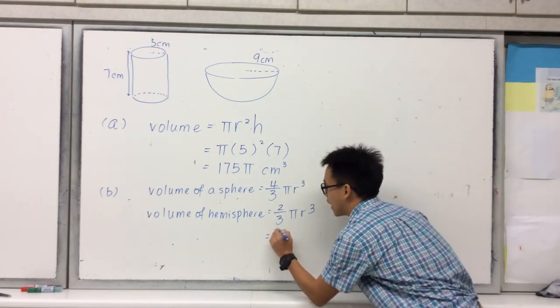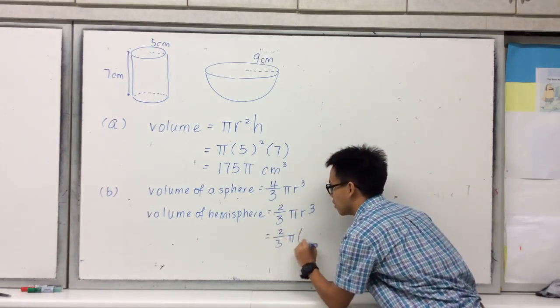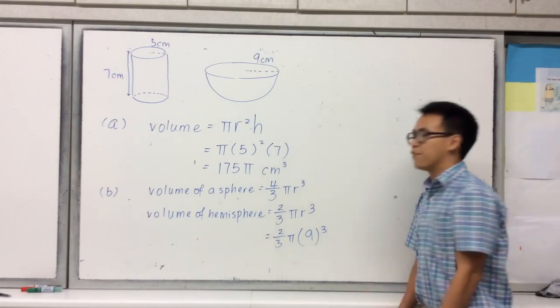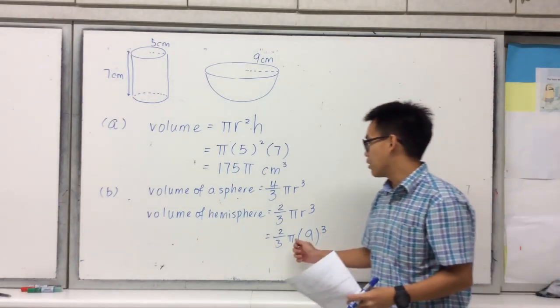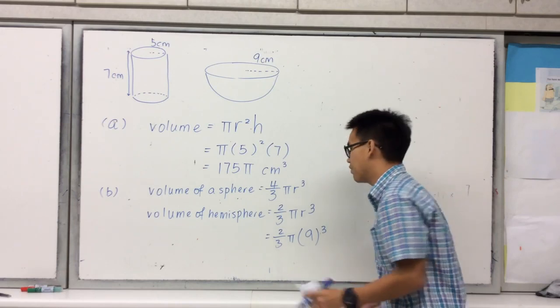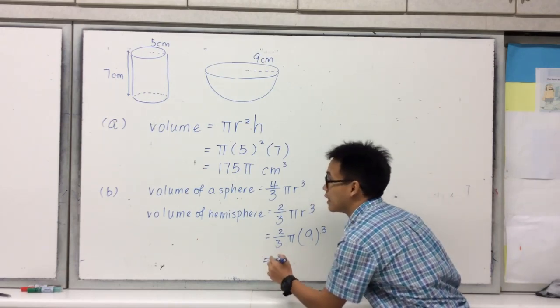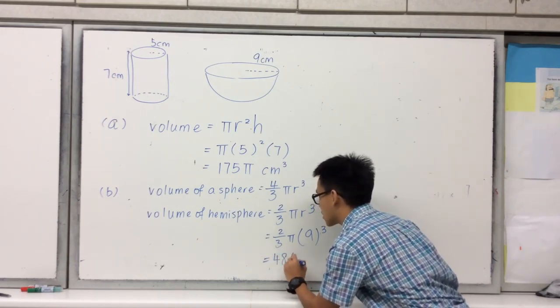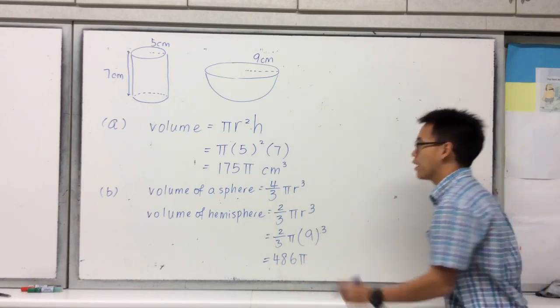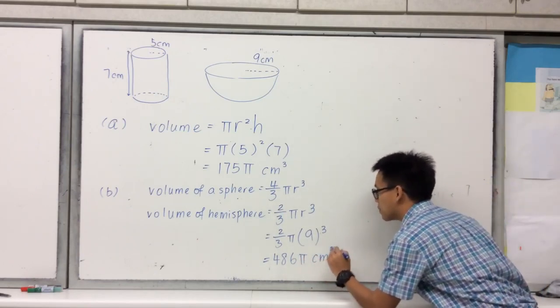We just substitute 9 as the radius. And we get the volume. Again, we don't actually have to multiply in the value of pi. We leave our answers in terms of pi. The answer is 486 pi, but with the units cubic centimeters.